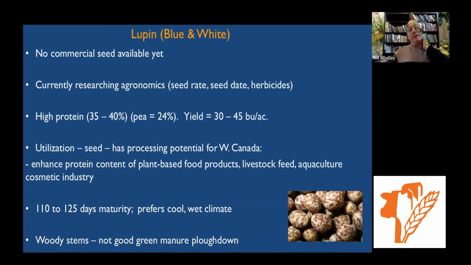Its utilization, as I said, was for processing, and it's a fairly long season maturity crop. It's 110, 125 days. It prefers cool, wet weather. So you folks are right in the right area in the black soil zone for this crop when we're able to use it. I inquired about whether it could be used as a green manure plow down, and they said no, it's a woody stem, so it's not good for manure plow down.